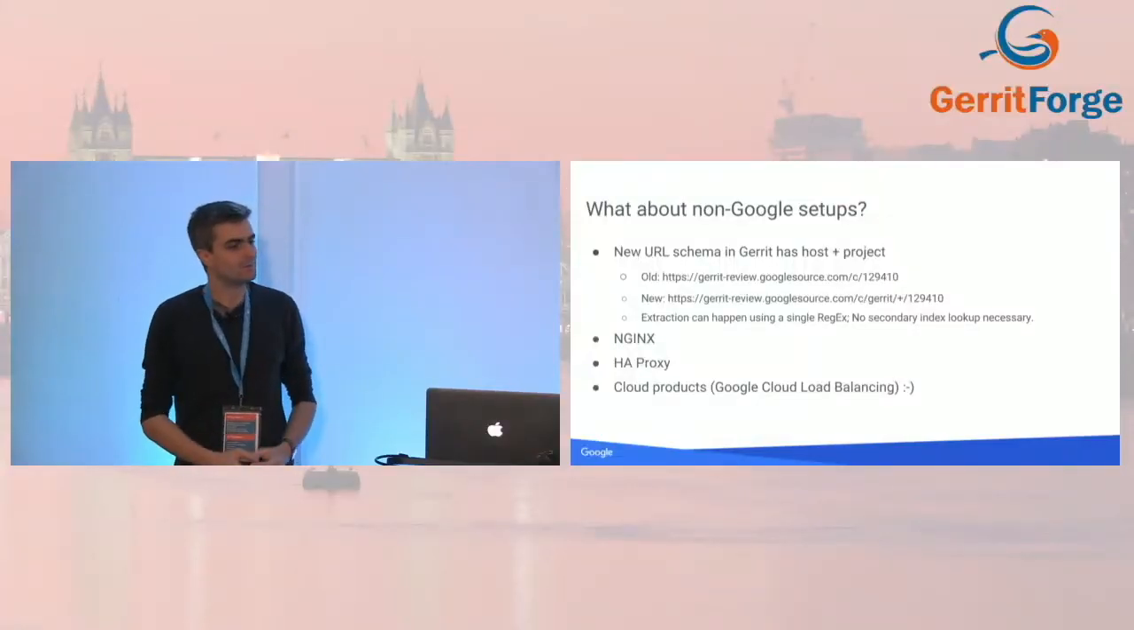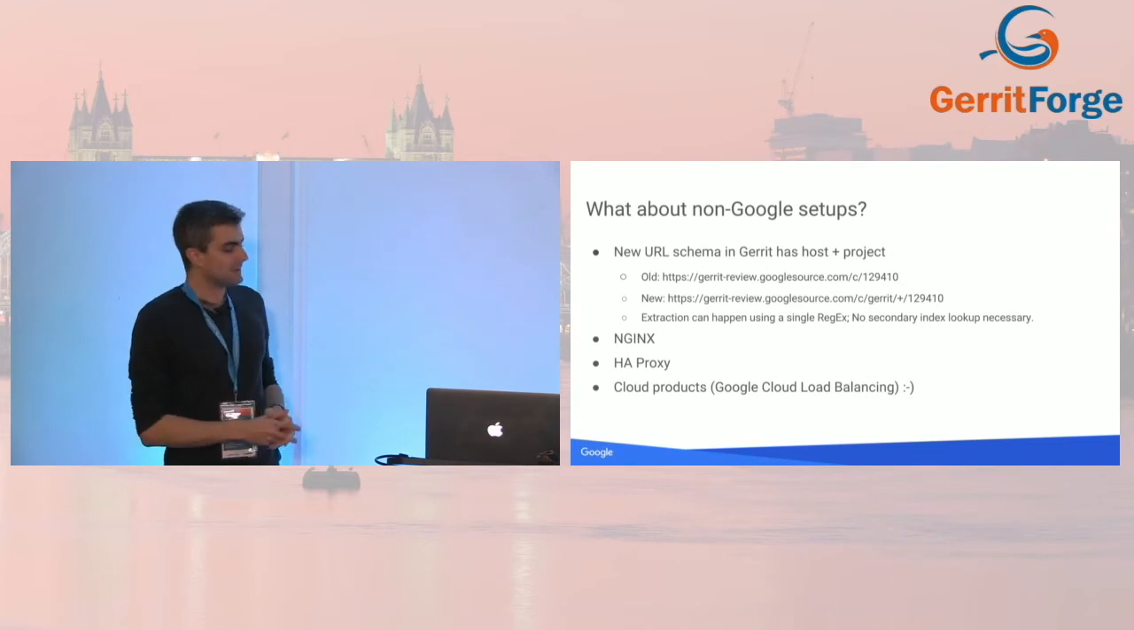There is no way to directly infer which project this is for, so there's no way to do exactly that load balancing that we just saw. What we did in 2.15 is add the project before that, so that the extraction of both host and project can be static. You could do that before, but you would have to do a secondary index lookup, which most open source systems like HAProxy or Nginx don't support. So this is step one towards an open source load balancer. And of course, there are many cloud products like Google Cloud Load Balancing and others that you can use to achieve the same thing.